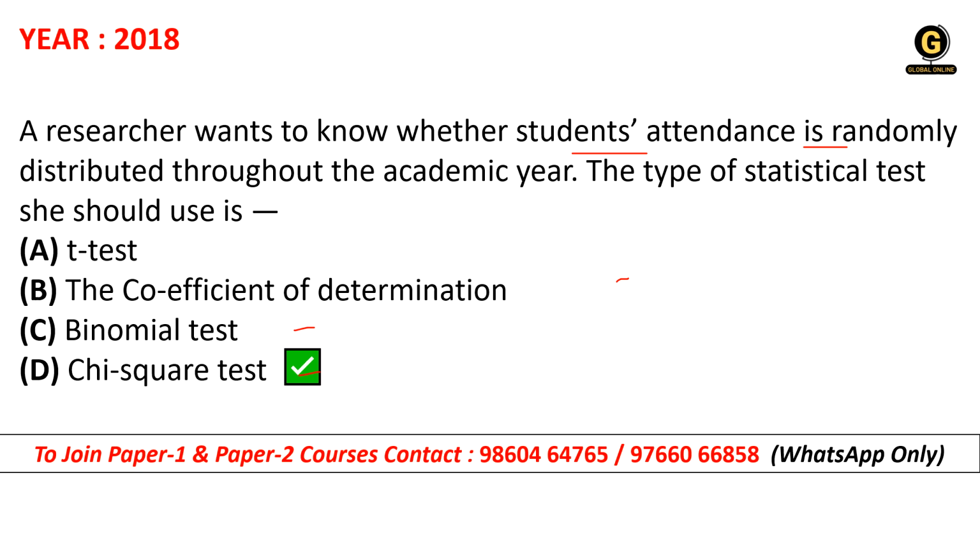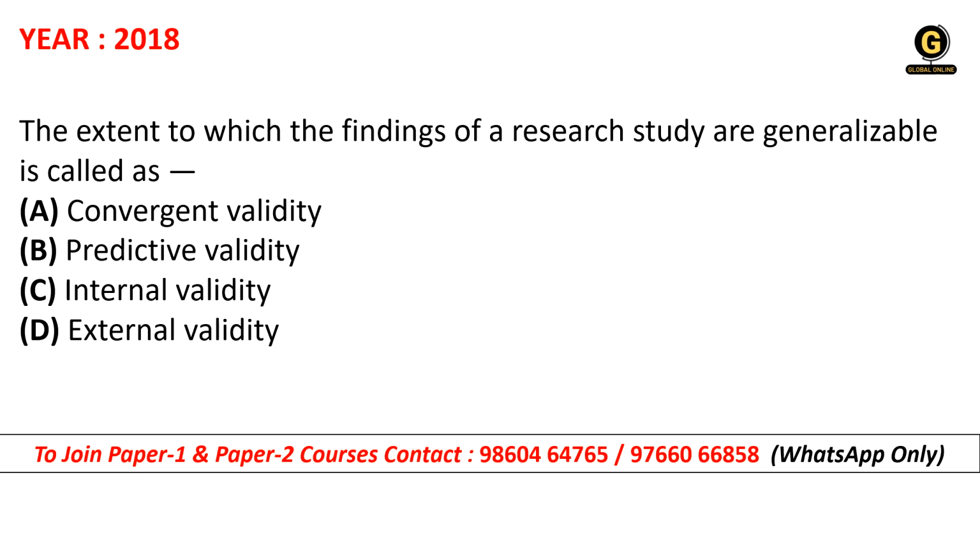Okay, the extent to which the findings of a research study are generalizable is called which kind of validity: convergent validity, predictive validity, internal validity, or external validity? So it is your external validity, right?